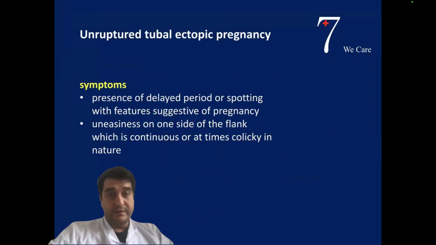Unruptured tubal ectopic pregnancy. Symptoms: presence of a delayed period or spotting with features suggestive of pregnancy. Uneasiness on one side of the flank, which is continuous or at times colicky in nature.